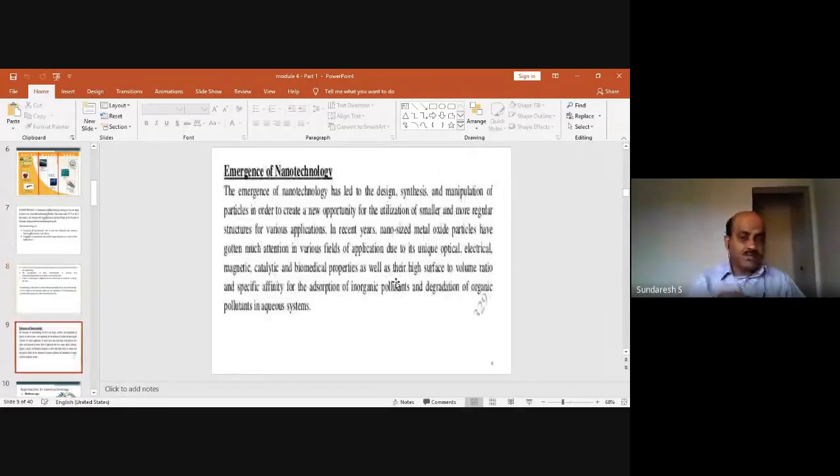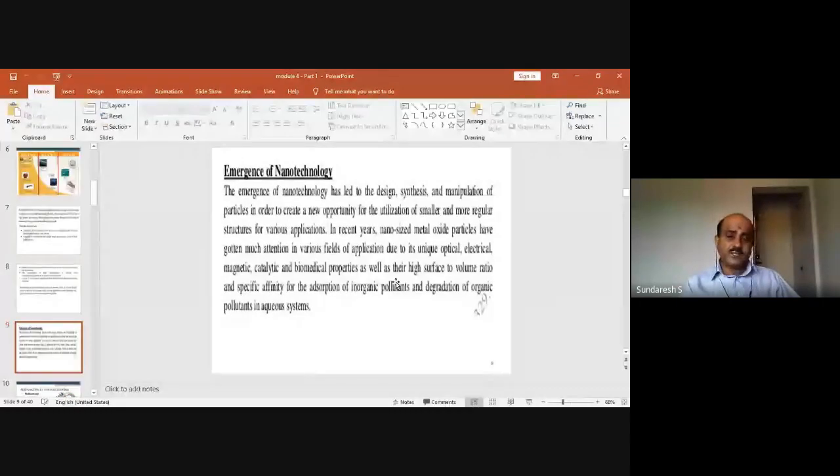Next comes the emergence of nanotechnology. How it has emerged, of course, we have already seen in the history, and another topic is the emergence of nanotechnology. I'm just going with respect to your syllabus. The emergence of nanotechnology has led to the design, synthesis, and manipulation of particles in order to create new opportunities for the utilization of smaller and more regular structures for various applications.